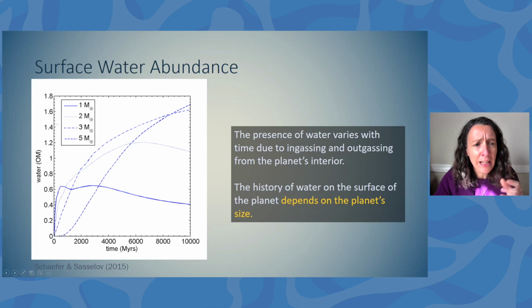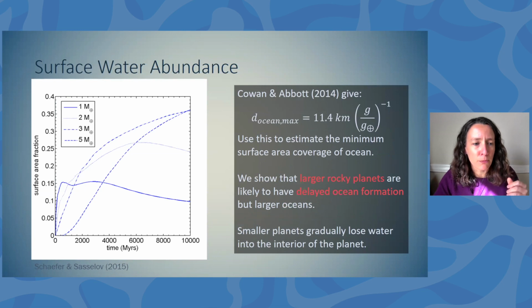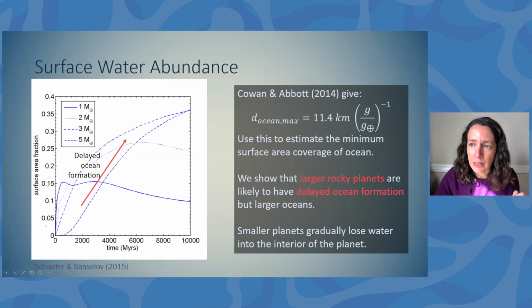And we can see that we're showing this for different planet masses up to 5 times the Earth's mass. And we can see that it depends on the planet's size. And we just convert this here into a surface area fraction to look at how much of the surface of these planets should be covered by water. And we could see that for the larger planets, in fact, they have very little water on their surface right at the beginning of their lifetime.